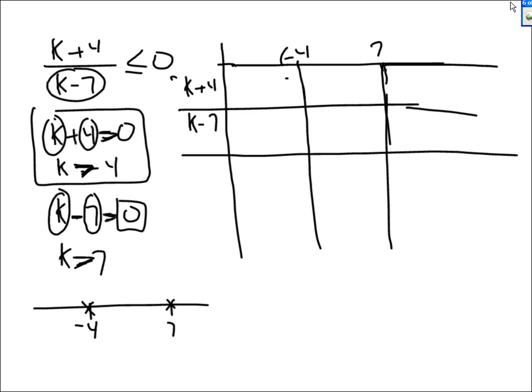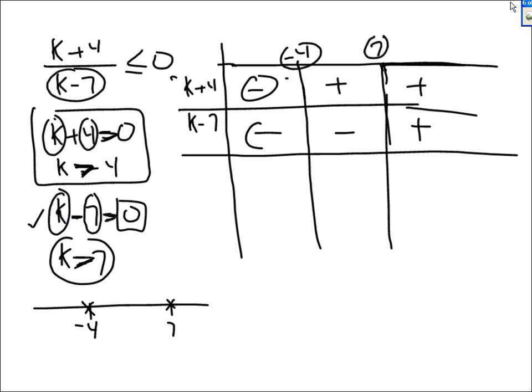Well, here's negative 4 here. Anything to the right will be positive. To the left is negative. If I'm bigger than 7, then k minus 7 is positive. Bigger than 7 is to the right of 7. That is here. That's these intervals. The other ones are negative. Alright, now we're dividing. Negative divided by negative is positive. Positive over negative is negative. Positive over positive is positive.